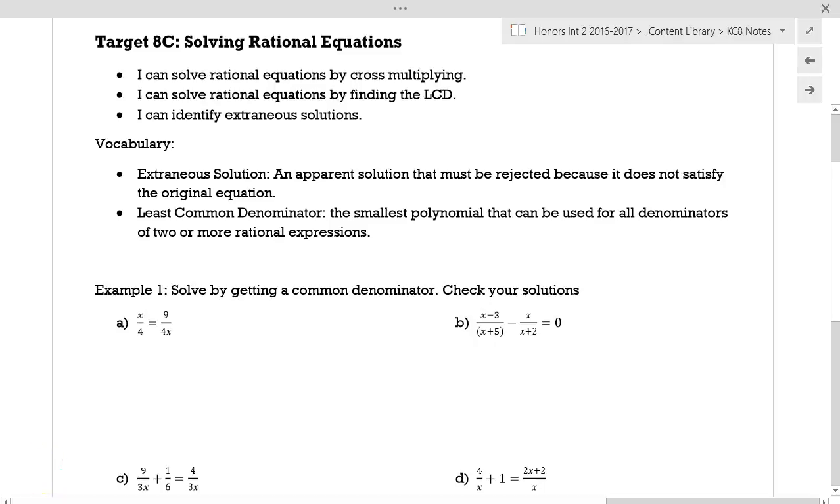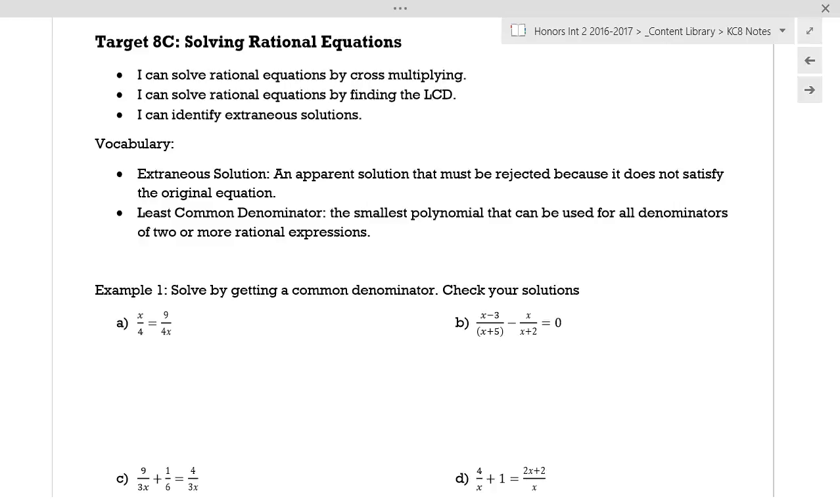Alright guys, today we're going to be starting 8B, our next target, and it's all about solving rational equations. So far we've just been doing a lot of operations. We've simplified, multiplied, divided, added, subtracted. Now we're going to use what we've learned to solve. Okay?